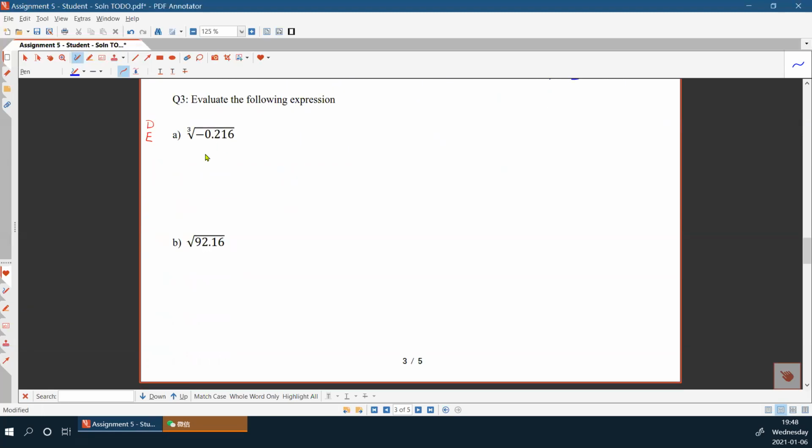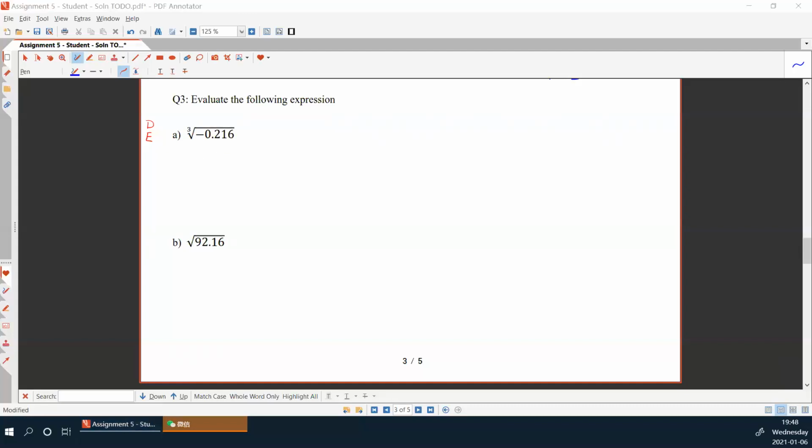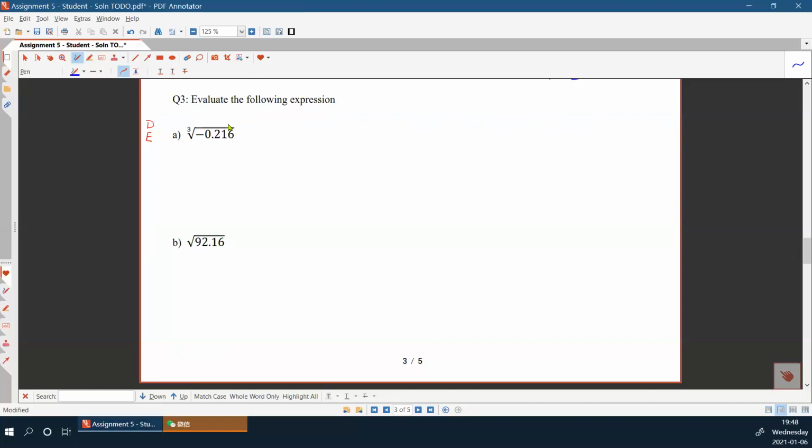Okay, next one. None of you have done this right. But in fact, we have done similar questions at least twice, I think. Okay, so how do you think of this question? Cube root of something, for example, a. How to solve this?